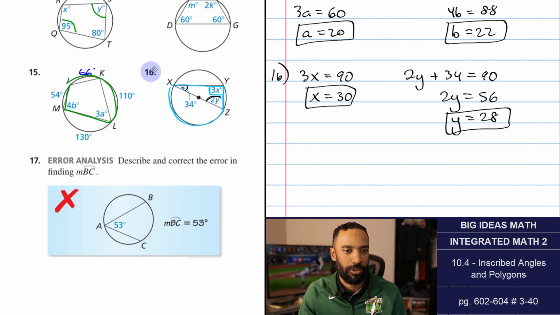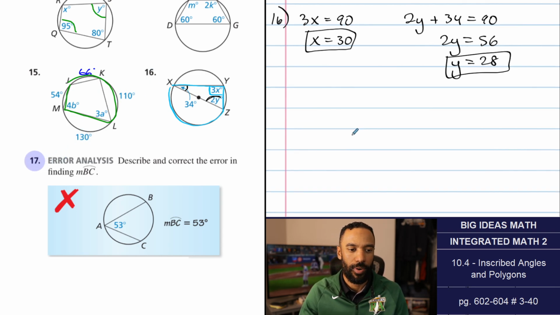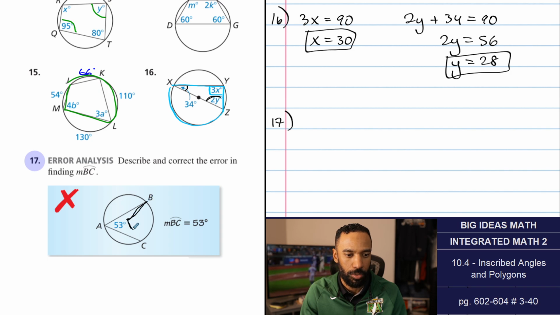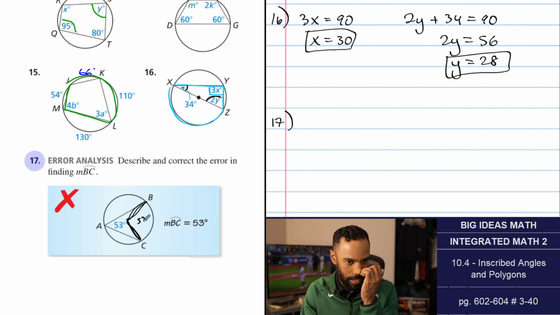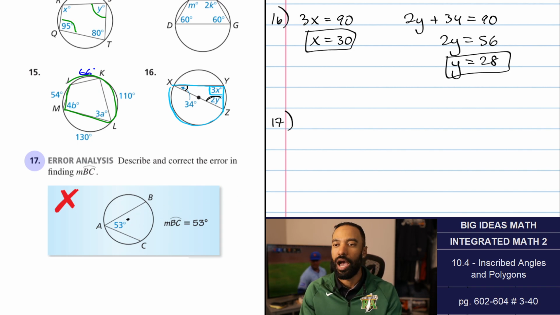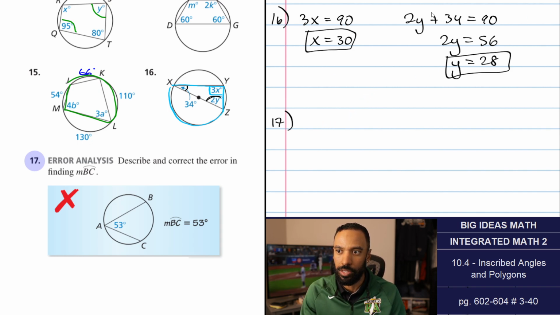Okay, number 17. I don't know if 18 is also error analysis, but number 17 is: describe and correct the error in finding the measure of arc BC. Now, they said the measure of arc BC was 53 degrees. They're incorrect on that. That would be true if the central angle was 53, its intercepted arc would also be 53. That's not what this is. Instead, we have to double that one to get it. So their mistake was assuming they're the same.